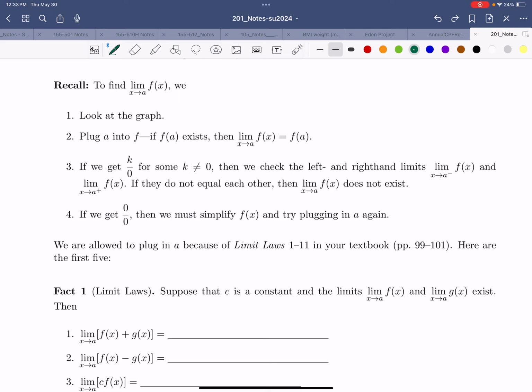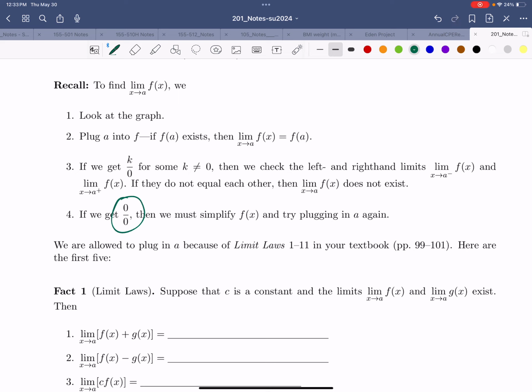We can look at the graph. If we're not given the graph, then we can plug a into f. If we get an answer, if we get a number, then that's our answer. If we get a non-zero number over 0, then we have infinite left and right-hand limits. We should check both of them and see whether the limit exists.